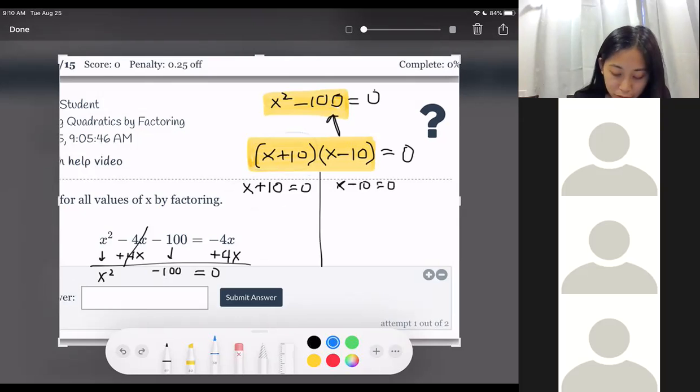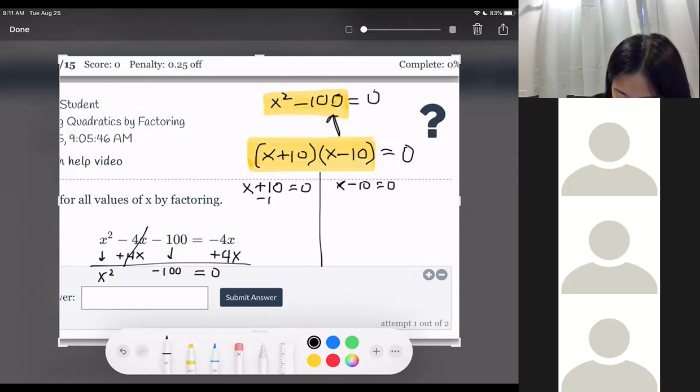And the reason for that is if x plus 10 equals 0, then this would be 0 times whatever. 0 times whatever is always going to be 0, so it would help make this statement true. And same for this thing, if x minus 10 was equal to 0, then it would be something times 0, which would still equal 0, which would make our statement true. So that's why you set each of your factors to be equal to 0.